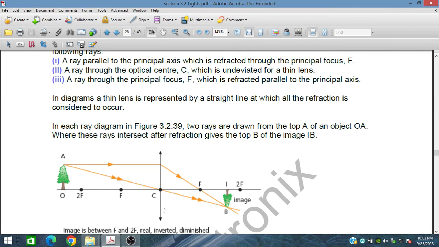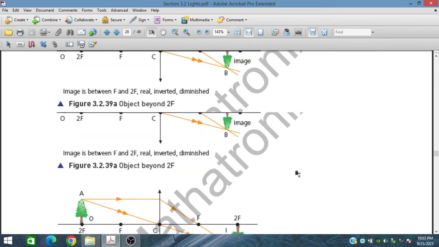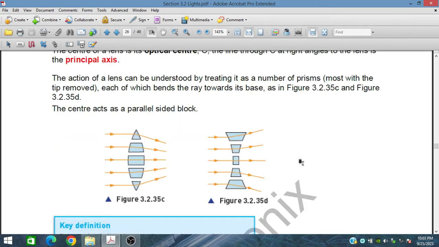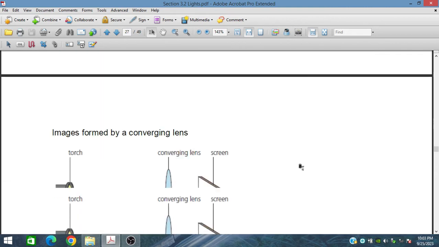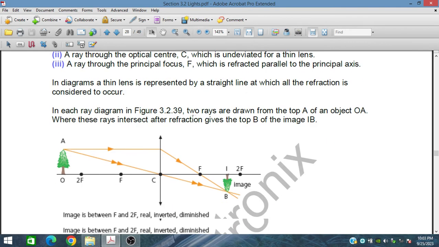And we converge here, which is refracted parallel to the principal focus. So this diagram may be shown here or not, but there are three types of rays that can be formed. The third one is from this one.